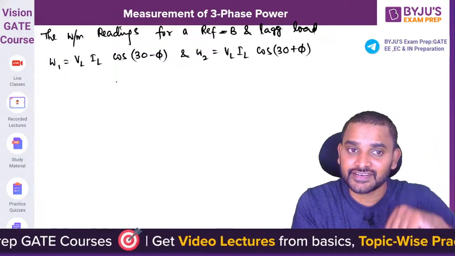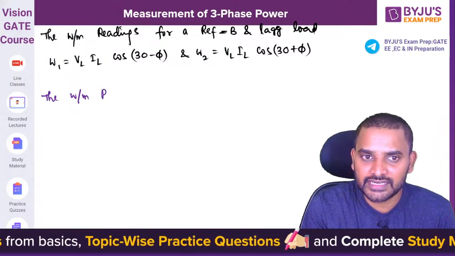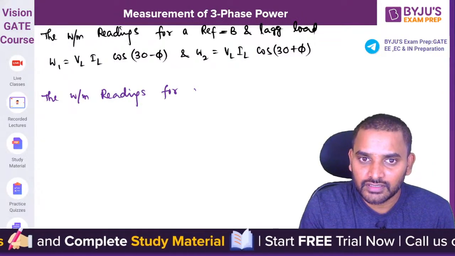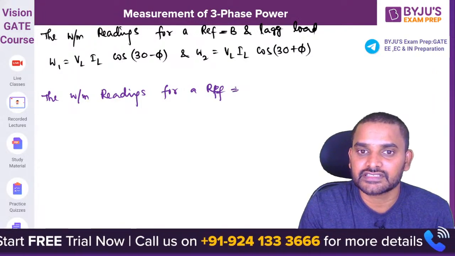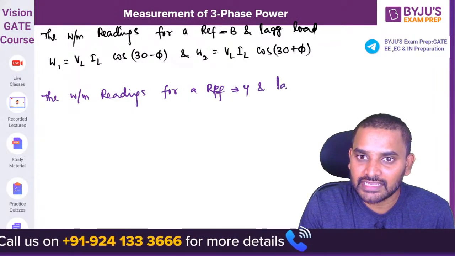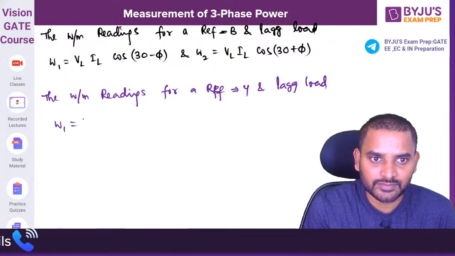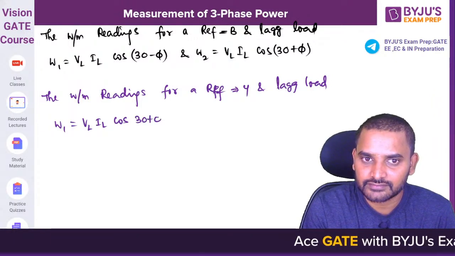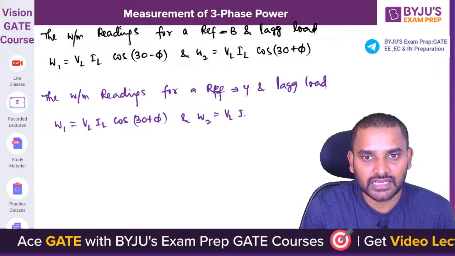If I change the reference phase, the wattmeter readings for a reference phase of Y and lagging load, then W1 reading will be VLIL cos 30 plus phi and W2 reading will be VLIL cos 30 minus phi.